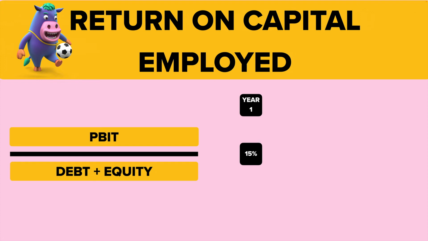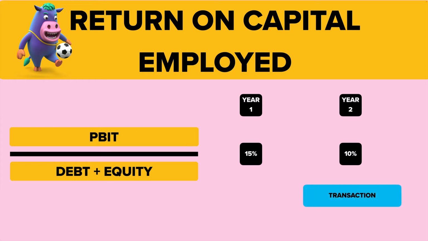So look at this return on capital employed. In year one, it was 15%. In year two, it's gone down to 10%. Now, when you see that in the exam, you've got to think to yourself, why? What is the effect? What's caused this? And just look at the transactions that happened in year two and see what effect did they have on profits, but what effect also did they have on your capital employed, your debt and your equity.